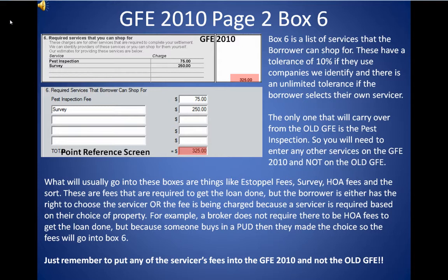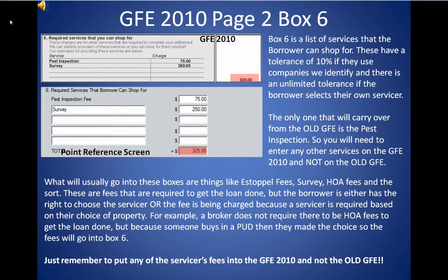On page 2, box 6 are fees that are required to get the loan done by either us or the title company or the seller, but the borrower can shop for them. These usually have to do with things like a pest inspection, a survey, a home inspection. The other fees that will go in here, even though the borrower essentially can't choose, but we don't require them to use them, would be things like estoppel and HOA fees.